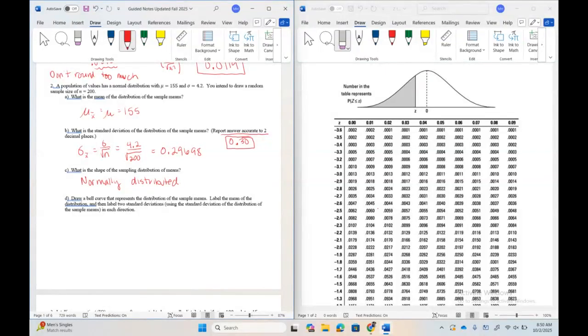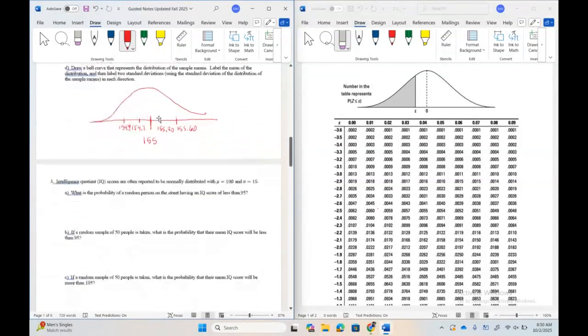All right, so this question wants us to draw a bell curve. Our mean in the middle is still 155. But to find standard deviations away, now I'm going to add our new standard deviation. So this would be 155.30, and then this would be 155.60, and in this direction it would be 154.70, and then 154.40. Okay, so that's all we need for that question.